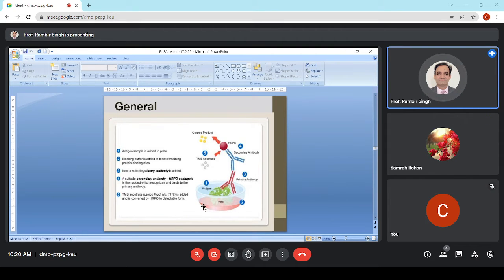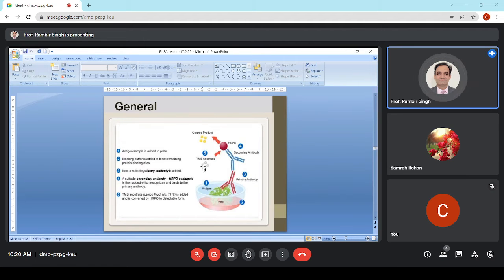Then in this well, again we put the secondary antibody which is linked with the enzyme. And then again we have to do washing. Why do we have to do washing here? Because there may be many secondary antibodies which are unbound, so all these unbound antibodies are removed. So now we have the primary antibody bound to the antigen, the secondary antibody bound to the primary antibody, and the secondary antibody has the enzyme horseradish peroxidase linked to it.